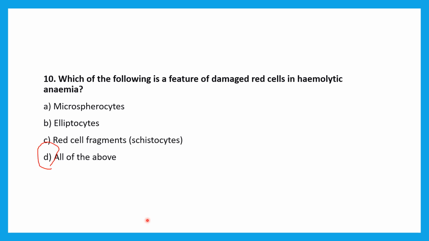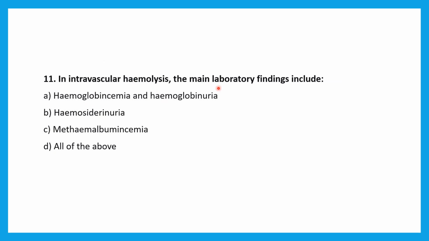Okay. Question number 11. In intravascular hemolysis, the main laboratory findings include: A, hemoglobinemia and hemoglobinuria. B, hemosiderinuria. C, methemalbuminemia. And D, all of the above. So in intravascular hemolysis, remember that this is the destruction within the blood cells, and this releases hemoglobin directly into the plasma.